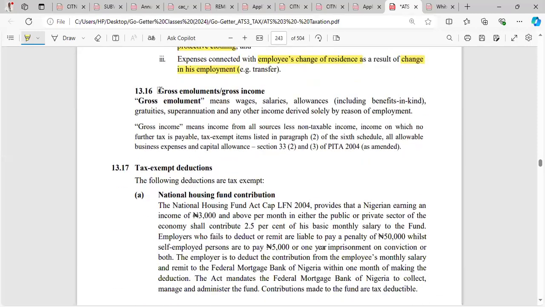Now let's look at what we call gross emolument or gross income. Now, gross income means wages, salaries, allowances, including benefits in kind that you are deriving by reason of your employment. It means that anything you get in your employment counts. So we can say gross income is equal to cash emoluments plus benefits in kind.